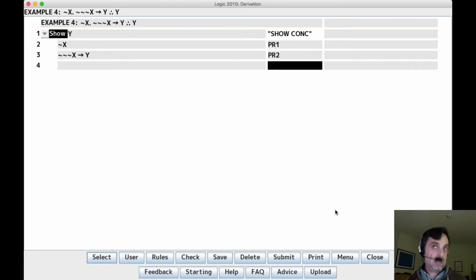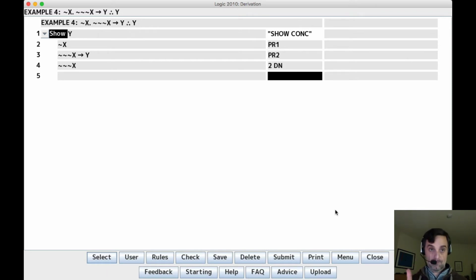For modus ponens, we need not x. We don't have not x. So we can't do modus ponens immediately. Well, can we get not x? Yes, because we can apply double negation to line 2 and put 2 negations on the front of the not x, and we'll have 3 negations on the front of x. Yeah, so there we have it, right?